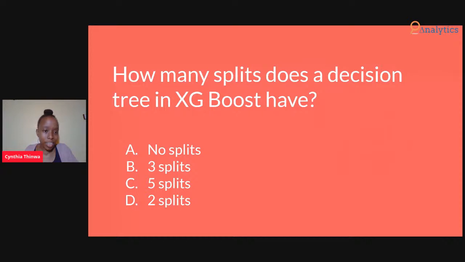So I have a third question for you around algorithms. How many splits does a decision tree in XGBoost have? Is it no splits, 3 splits, 5 splits, 2 splits? What's the answer? Okay, we have our first answer. Anybody else?